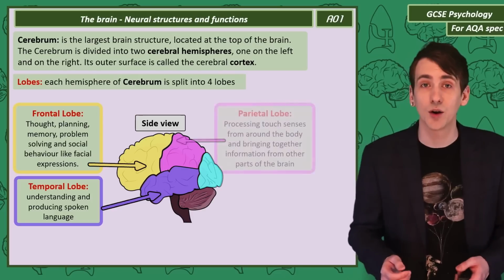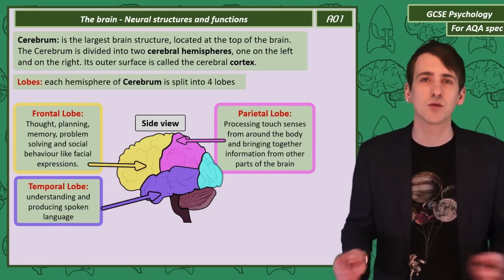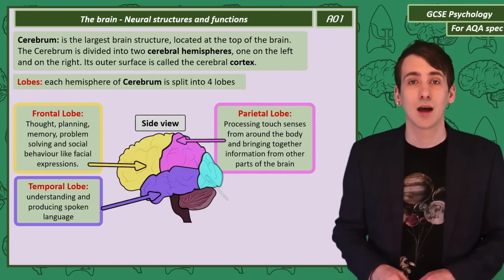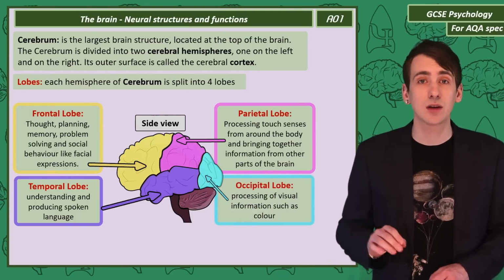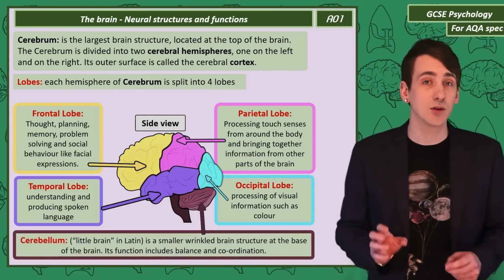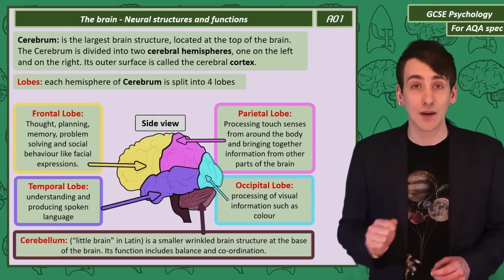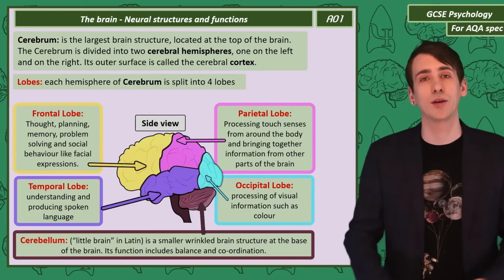The parietal lobe processes touch sensations from around the body and brings together information from other parts of the brain. At the back of the brain is the occipital lobe. This processes visual information coming from the eyes. Now, not one of the lobes, but a separate structure is the cerebellum, and that's found at the base of the brain. It's responsible for functions like balance and coordination.